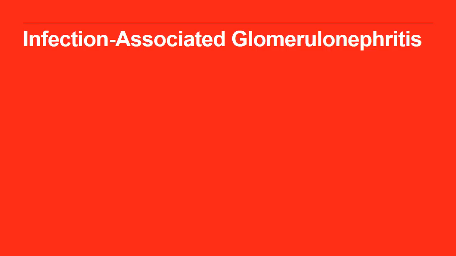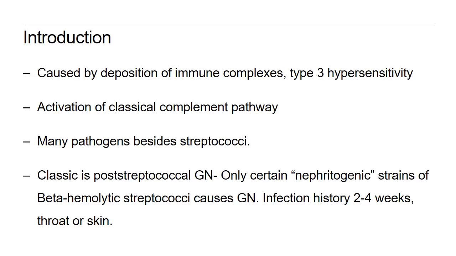So let's talk about infection-associated glomerulonephritis. Now, the infection-associated GNs are caused by deposition of immune complexes. It's a type 3 hypersensitivity reaction that the body presents to a past or a present infection. There is activation of the classical complement pathway, which happens in pretty much most infections, and it can also happen due to organisms other than streptococci. That's why we have started moving more and more towards the term infection-associated GN rather than what we used to refer to classically as post-streptococcal GN.